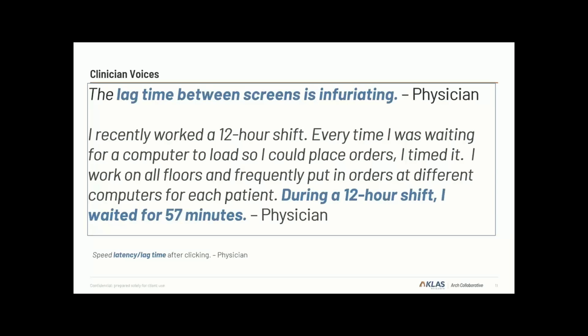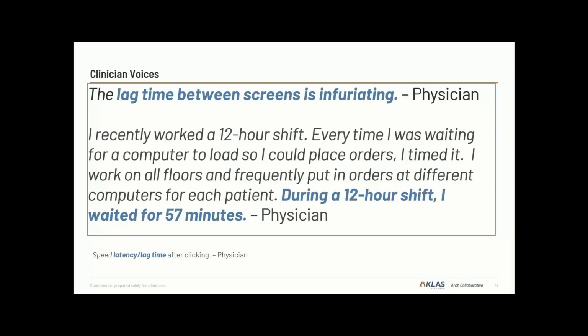Thomas, we were on a call this week where a health system said, our CIO wants us to fix this now. Remember that? Yep. And he says, currently we're measuring it essentially with a stopwatch. It's so archaic. They're not measuring their lag times. But this clinician did it kind of with a stopwatch. He said, I worked a 12-hour shift. I was waiting for the computer to load. Every time I placed orders, I timed it during a 12-hour shift. During a 12-hour shift, I waited 57 minutes.